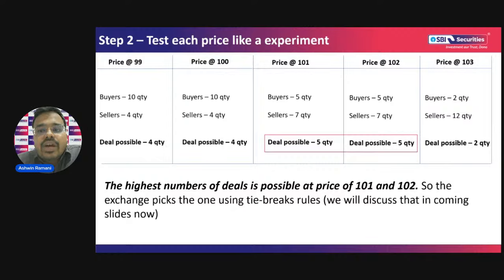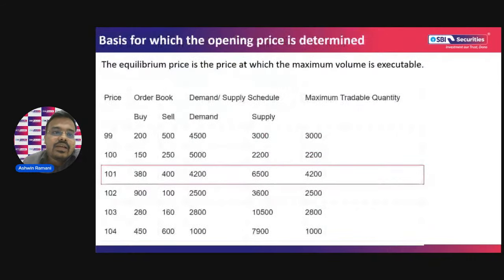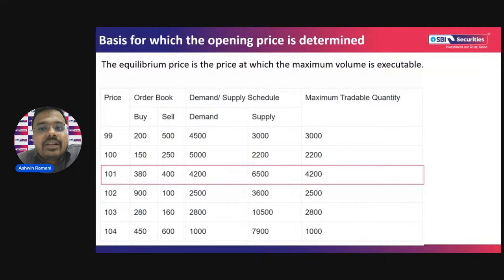All good until now, 101 and 102. Now we'll come to the tiebreaker. There are some certain rules that are given by the exchange. So हम लोग देखेंगे कि exchange कैसे decide करता है. Now there are 4 different bases for which the opening price is determined.